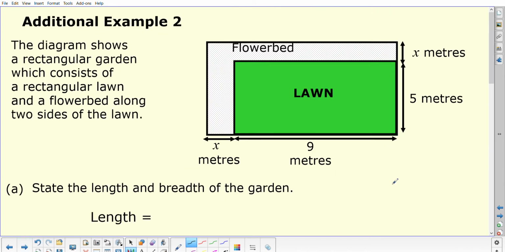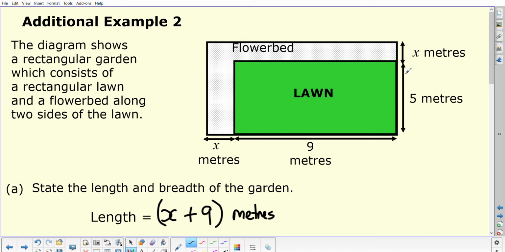So let's look at a second example. In this one, same sort of idea, flower bed, you've got some dimensions and some numbers going on here. You're asked to state the length and breadth of the garden. The garden's made up of the lawn and this flower bed. You can see along this side that one bit of it is 9 metres, and then you've got the width of the flower bed, which is x metres. So the total length of that side we would say would be x add on 9, and we'll bracket that, so x add on 9 metres.